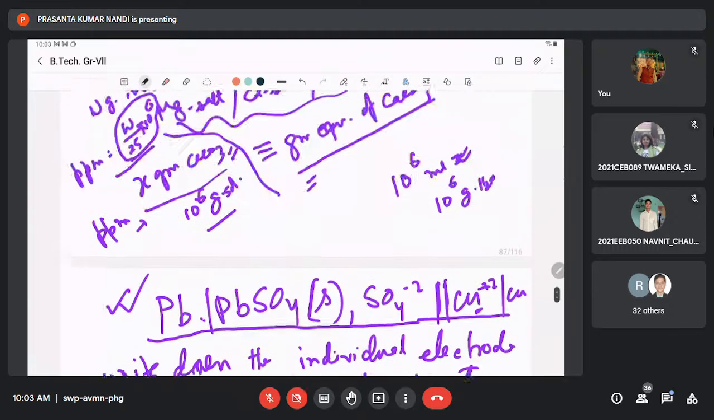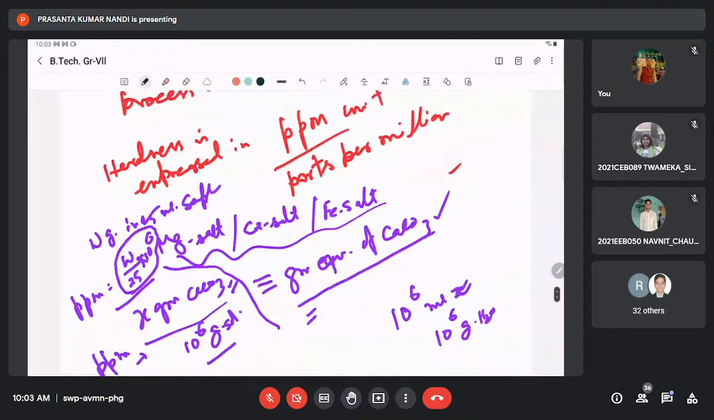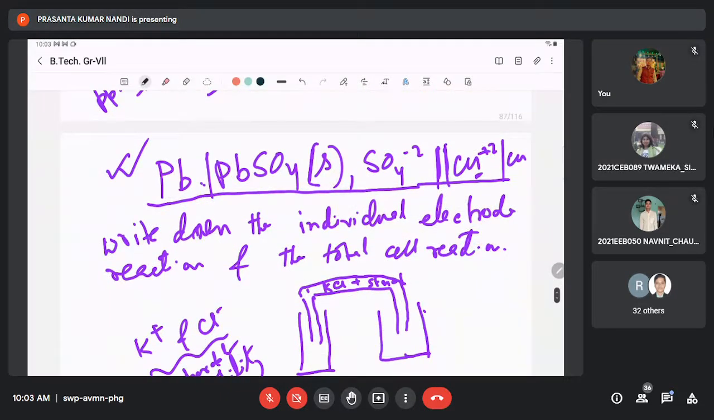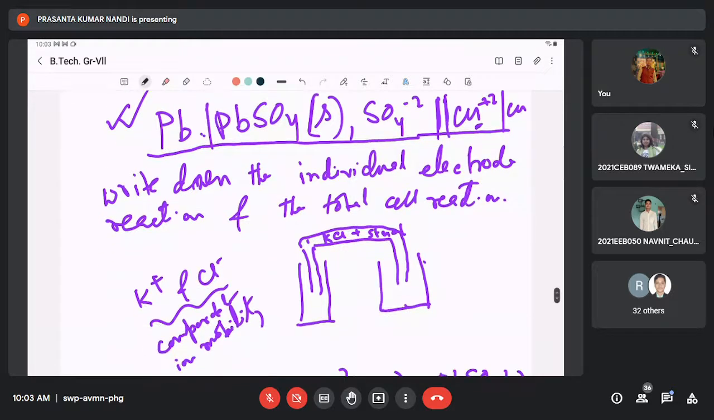Suppose there is an equation like this. So this is a given cell: lead, lead sulfate, sulfate ion, cupric, copper. Write down the individual electrode reactions and the total cell reaction. How will you proceed?